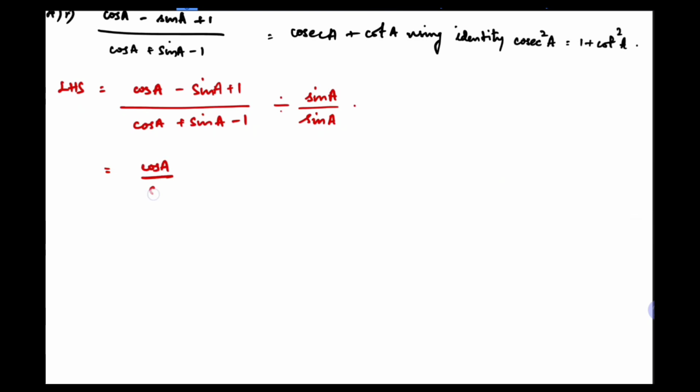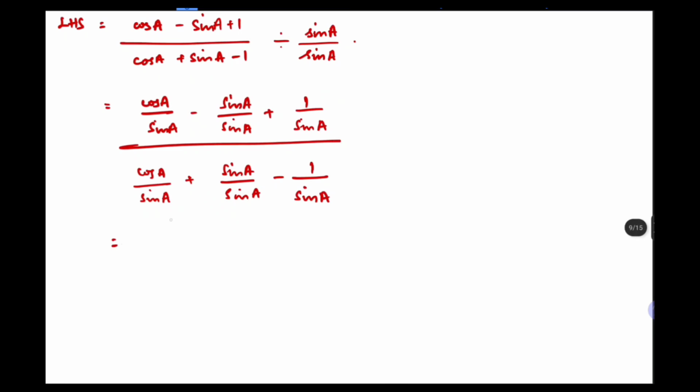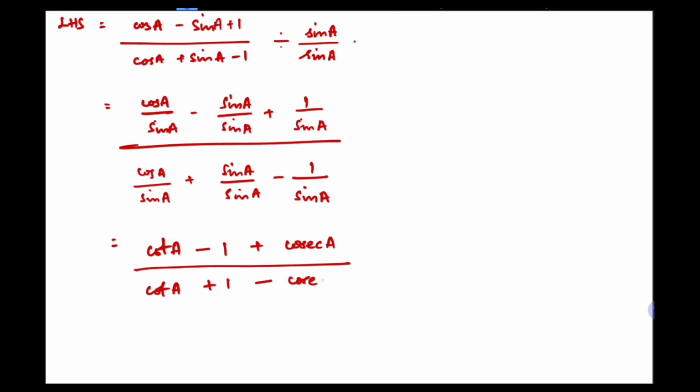Let us write cos A by sin A minus sin A by sin A plus 1 by sin A, the whole divided by cos A by sin A plus sin A by sin A minus 1 by sin A. Simplifying it, we get cos by sin is cot A, minus 1, plus 1 by sin A is cosecant A, divided by cot A plus 1 minus cosecant A.